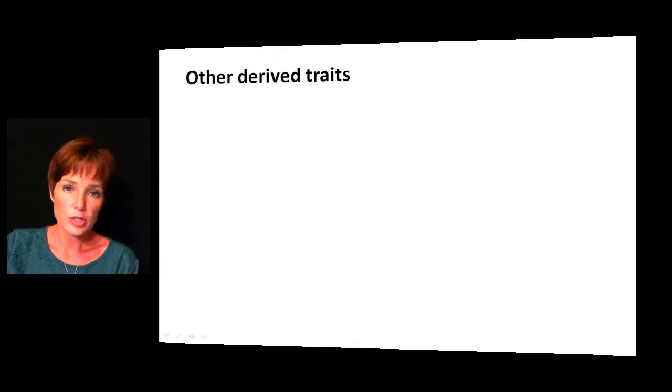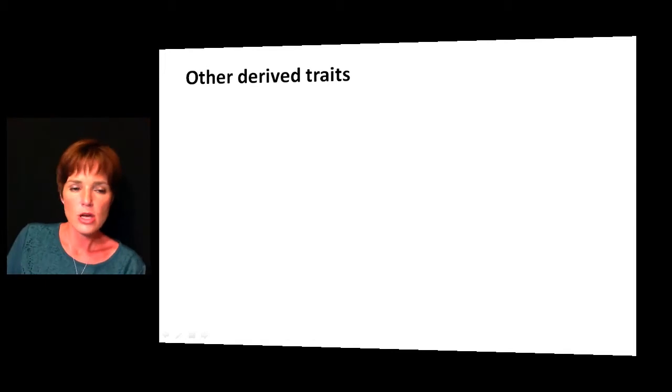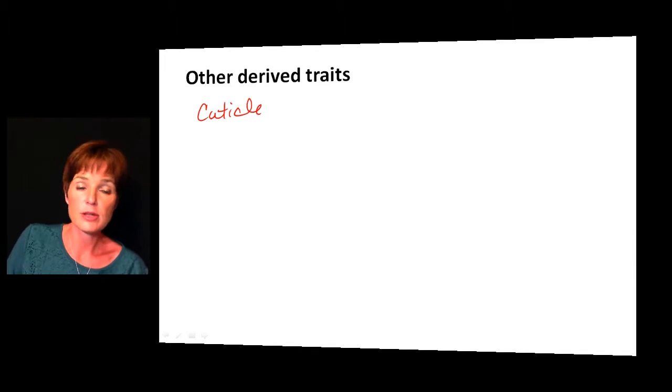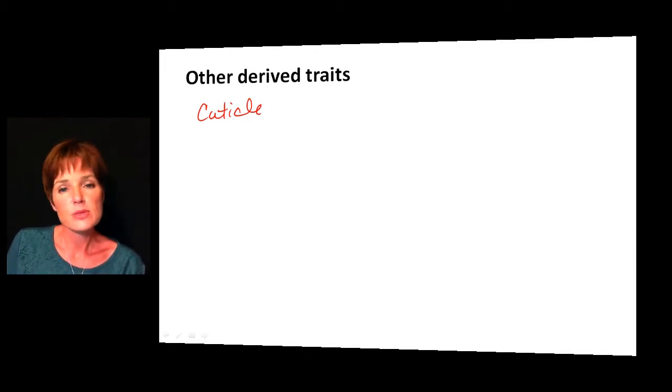Those certainly weren't the only derived traits that you find in land plants. There were others. One of them is the fact that plants had to develop a cuticle. That cuticle is going to be a waxy coating that will coat the leaves, it will coat the stem. This is going to help prevent drying out, which was certainly something that land plants would have had to deal with because all of their ancestors were aquatic based. So the cuticle is just one.